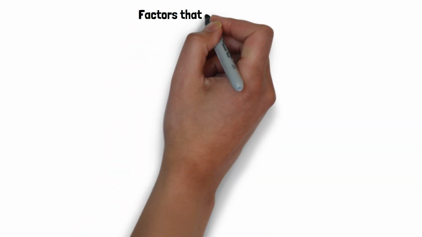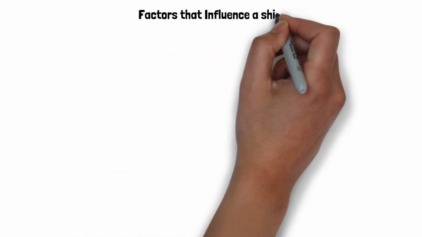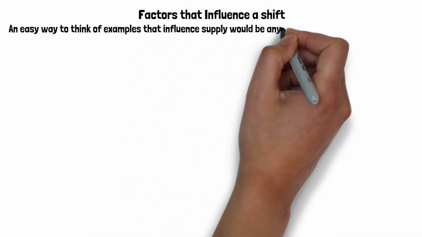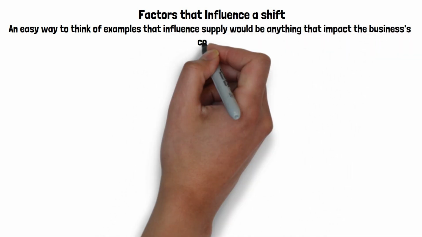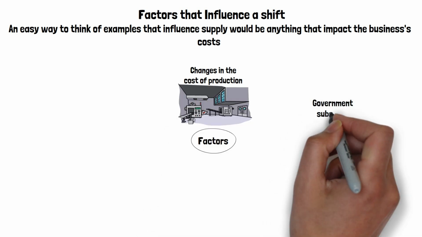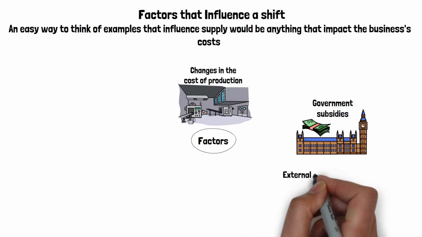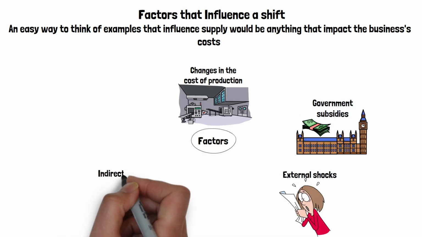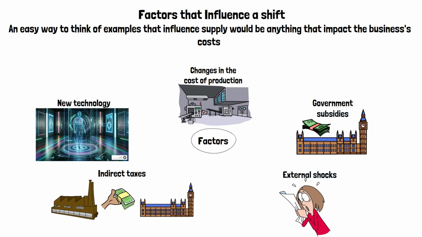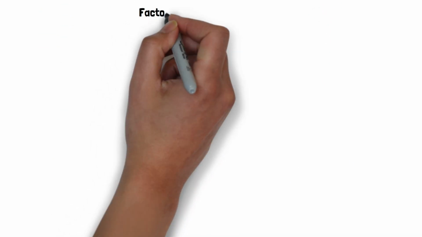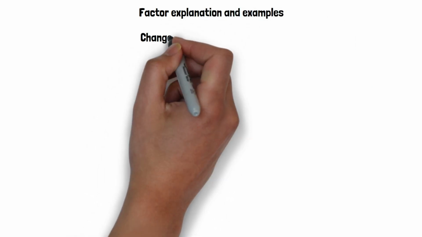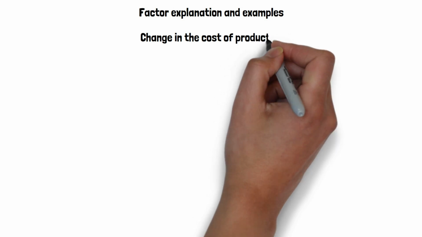Now we know what a shift means, and what it looks like on a graph, let's look at the factors that cause one. And an easy rule to know when thinking of these factors would be anything that influences a business's costs. It could be changes in the cost of production, government subsidies, external shocks, indirect taxes on the business, or new technology. Now we have a brief idea about the factors, let's look at them in a bit more detail. Starting with changes in the cost of production.